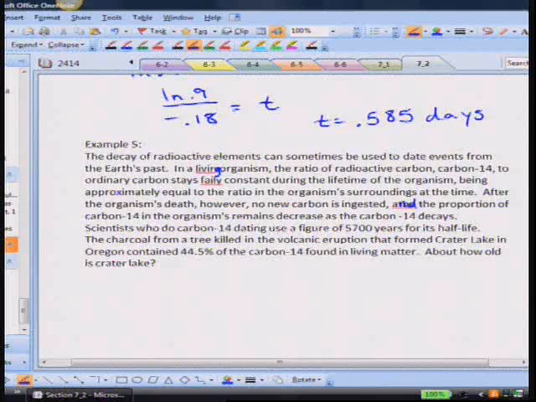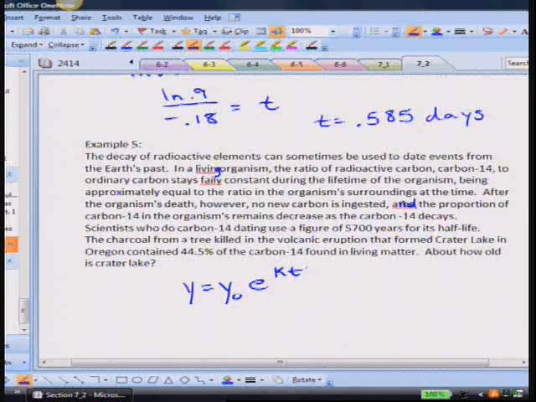Okay, all right, so that's some information there. Now it says, the charcoal from a tree killed in a volcanic eruption that formed the crater lake in Oregon contained 44.5% of the carbon-14 found in living matter. About how old is the crater lake? Okay, so we're going to use our formula, y equals y naught e to the kt. Now, we're going to have to get the k. Since we're dealing with carbon-14, we're going to begin with this sentence right here: 5,700 years is its half-life. That means you will have half the amount that you started with after 5,700 years. So if you start with 100, you'll end up with 50 after 5,700 years, right?